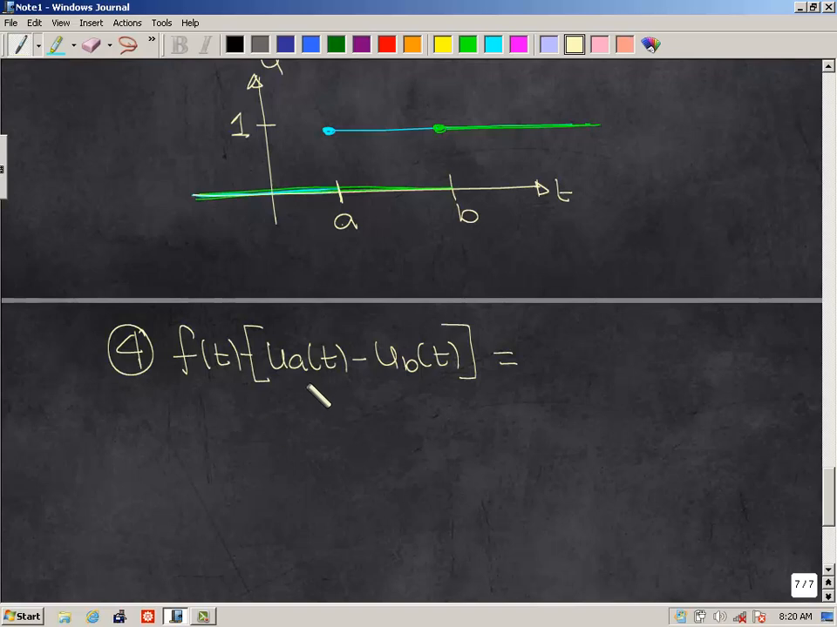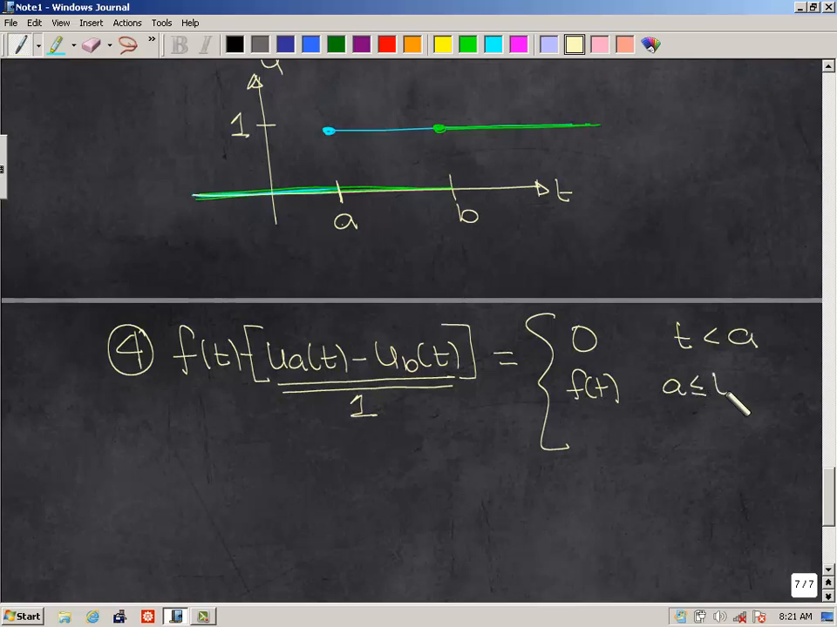So what does this mean? What does this do? Like, what did I just say? When you have u of a minus u of b, that basically means that this function is going to be 1 between a and b. Everywhere else it's going to be 0. So if it's 0 everywhere else, when you multiply f of t by 0, you're going to get 0. So you're going to get 0 when t is less than a. It's going to be f of t between a and b. Why is it going to be f of t? Because between u of a and u of b, this is going to be 1. So f of t times 1 is just that, between a and b. And then it's going to be 0 for this.